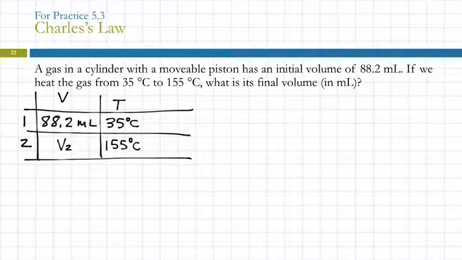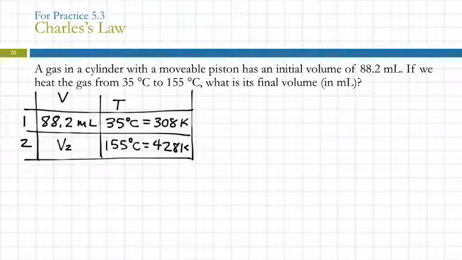So 35 plus 273, it should be 273.15, but your book gets sloppy here. That's going to be 308 Kelvin. And I'm tired, so I'm going to be sloppy too. 155 plus 273, 428 Kelvin. We have to use the Kelvin temperatures.